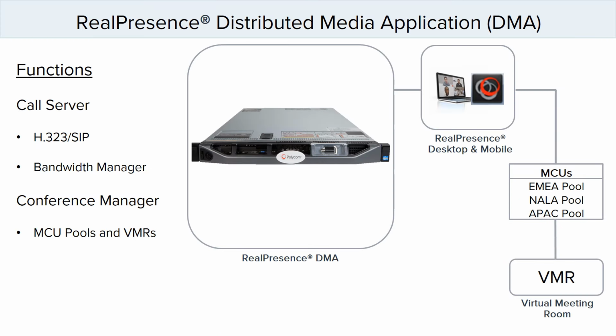The other main function of the DMA is to provide conference management when you dial into a virtual meeting room, or VMR. When you dial your VMR, the DMA searches your list of multi-point control units, or MCUs, to identify the best bridging source for your conference.